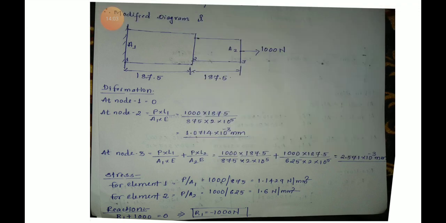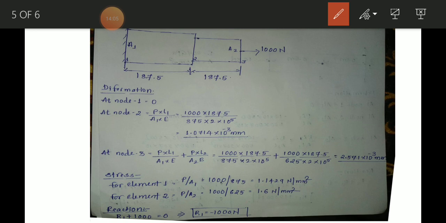Now go ahead for calculating the values of the deformation. Node number 1 is fixed, so deformation at that point equals 0. Now this is node number 2. As I told you, when you calculate the values at node number 2, you have to consider only this portion, not this portion, which equals P. What is P? That is 1000 Newton, which is already given.